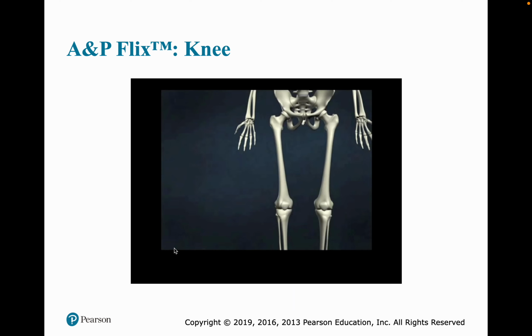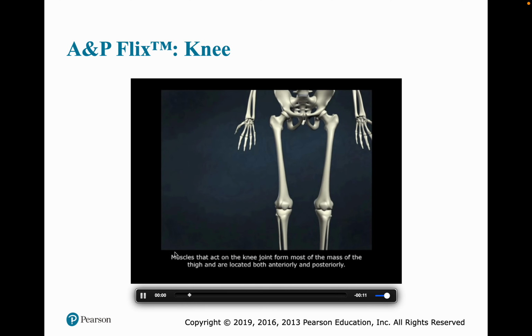All right, let's take a look at the knee. Muscles that act on the knee joint form most of the mass of the thigh and are located both anteriorly and posteriorly.